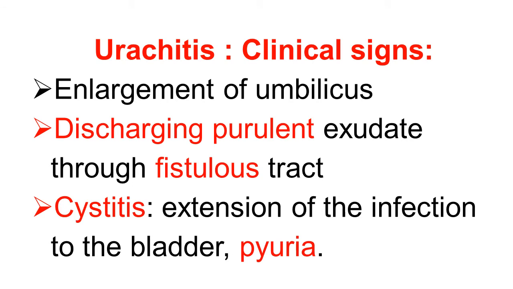Clinical signs of urachitis. Enlargement of umbilicus and all inflammatory signs are observed: swelling, heat, pain, edema. There is discharge of purulent exudate through fistulous tract outside. There is extension of infection, even sometimes to the bladder, leading to cystitis condition and showing the presence of pus or pus cells in the urine, called pyuria.